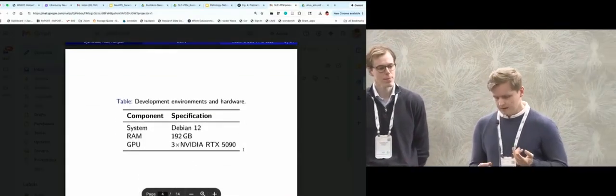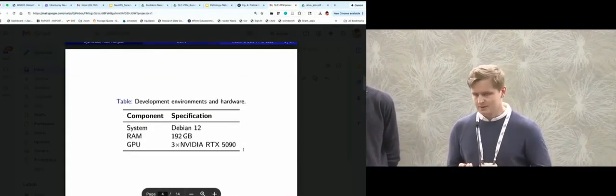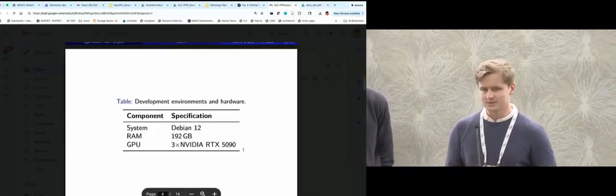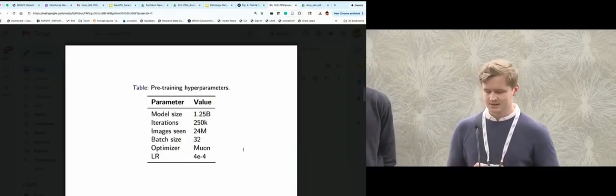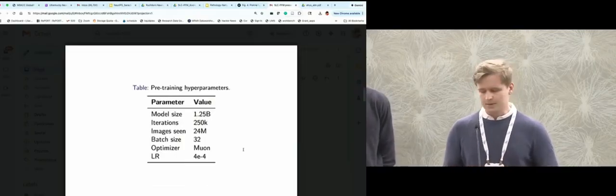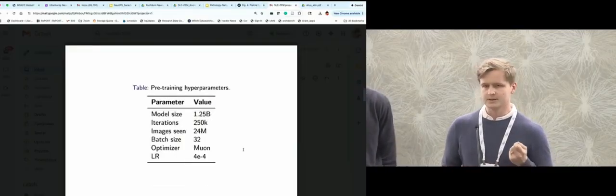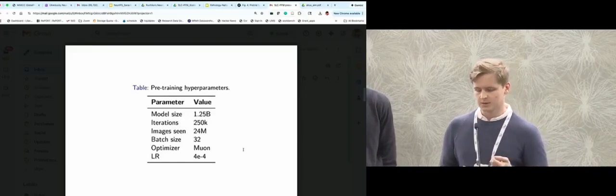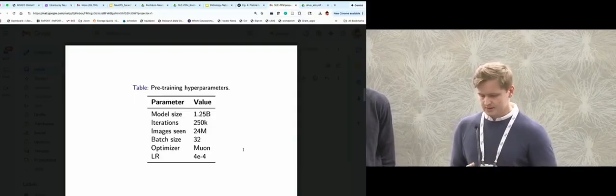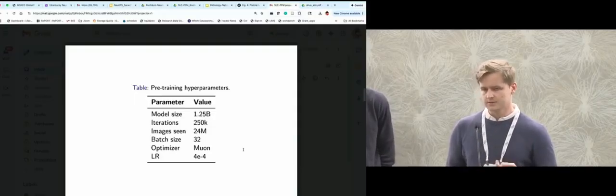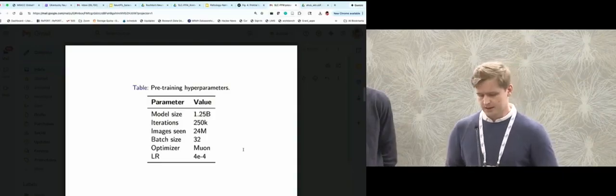Yes, so this is the computer that we had at hand. It has 3 GPUs, which came in handy for this large dataset. And these are the training hyperparameters that we used. We trained the ViT-giant model, which is 1.25 billion parameters, for 250,000 iterations with a batch size of 32. And that gives, the model has then trained on 24 million images.